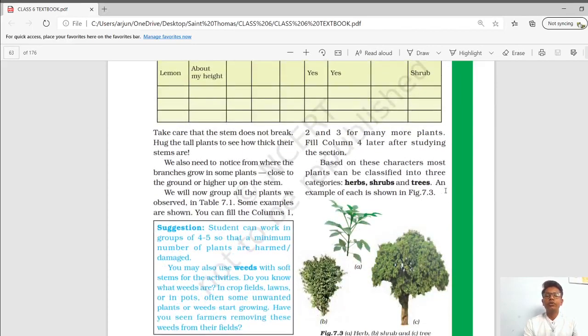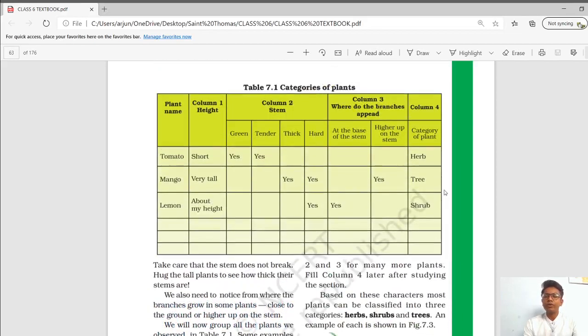We will now group all the plants we observe in table 7.1. Some examples are shown. You can fill columns 1, 2 and 3 for many more plants. Fill column 4 later after studying this section. So here is the activity which you can do at your home. You have to write the plant name. For example, here it is given tomato.